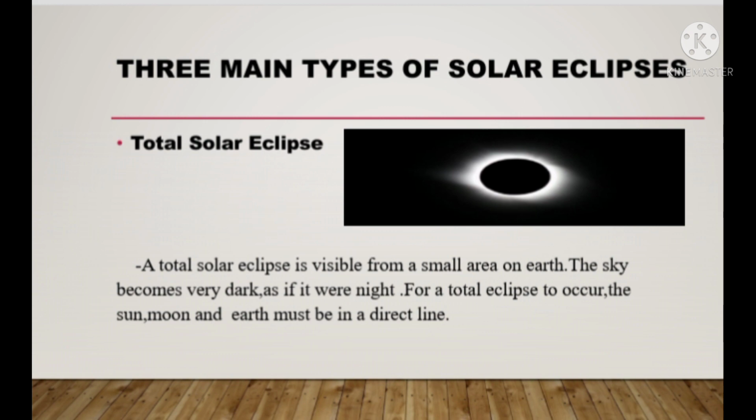Number one is the total solar eclipse. A total solar eclipse is visible from a small area on Earth. The sky becomes very dark, as if it were night. For a total eclipse to occur, the Sun, Moon, and Earth must be in a direct line.